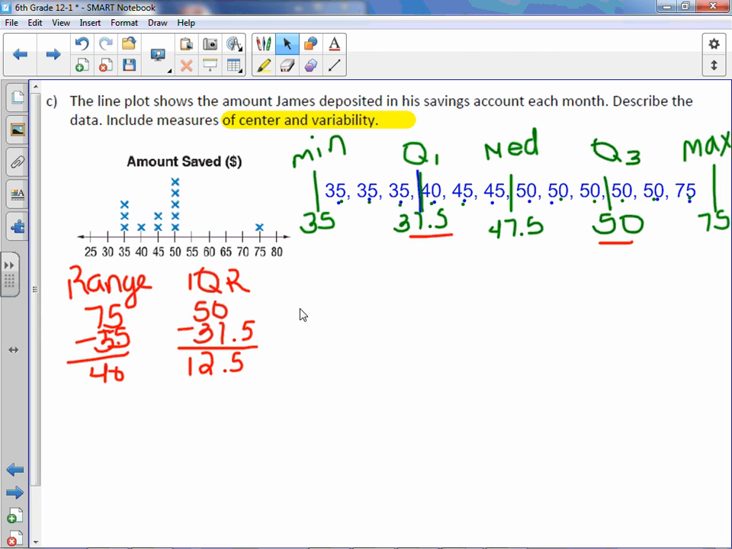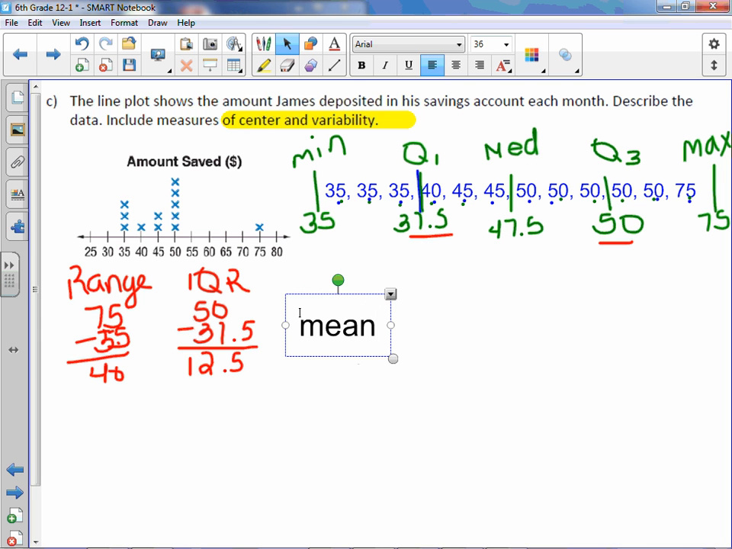So we have our mean is a measure of center. To find the mean, we're going to add all of these numbers up and divide by the total amount. And there are 1, 2, 3, 4, 5, 6, 7, 8, 9, 10, 11, 12. So we will add them all up and divide by 12. When we do that, we get 46.67, which is a rounded value. We are talking about money here, so I rounded to 2 decimal places.